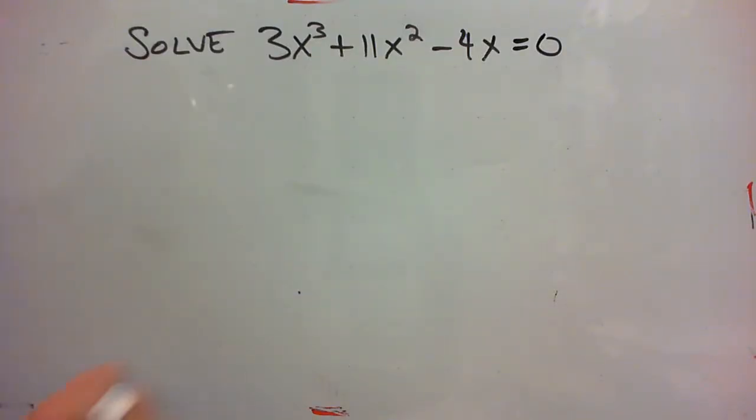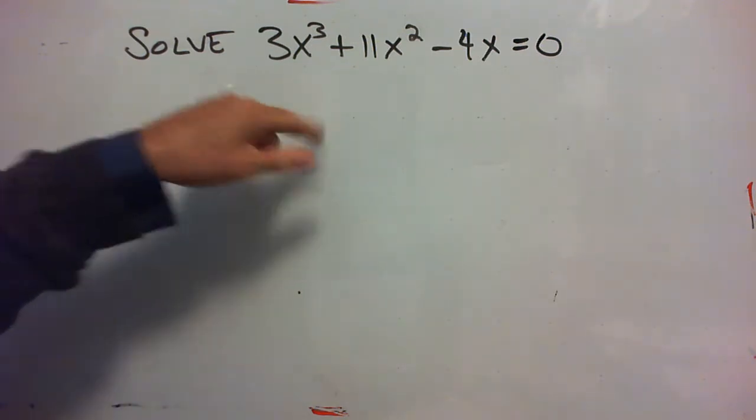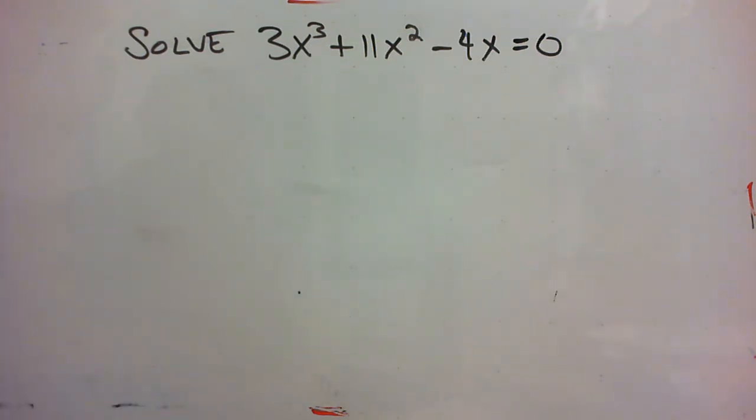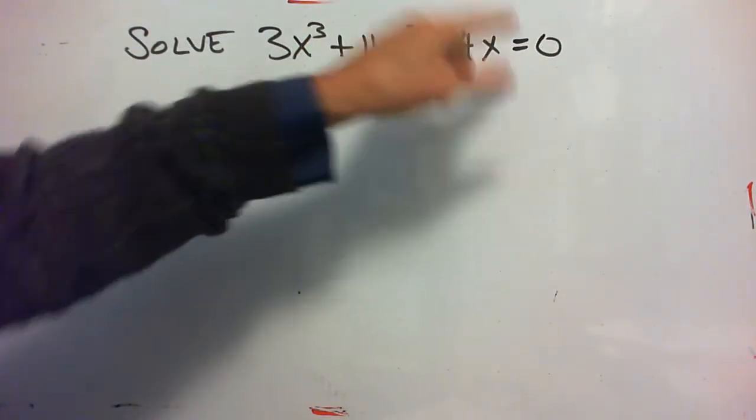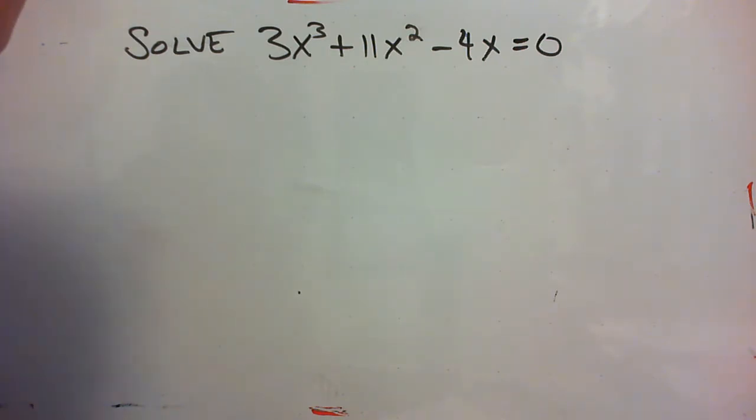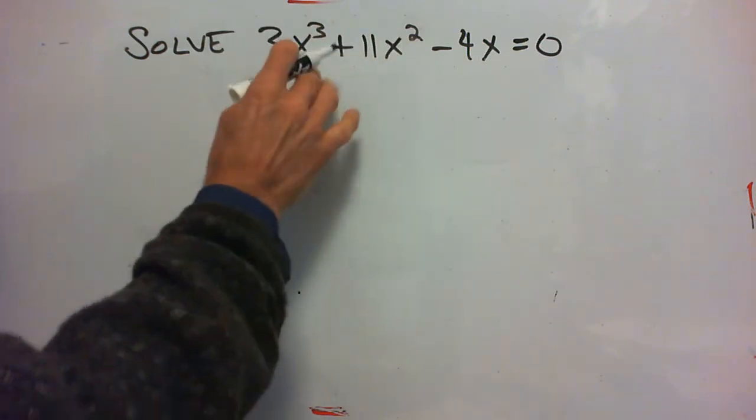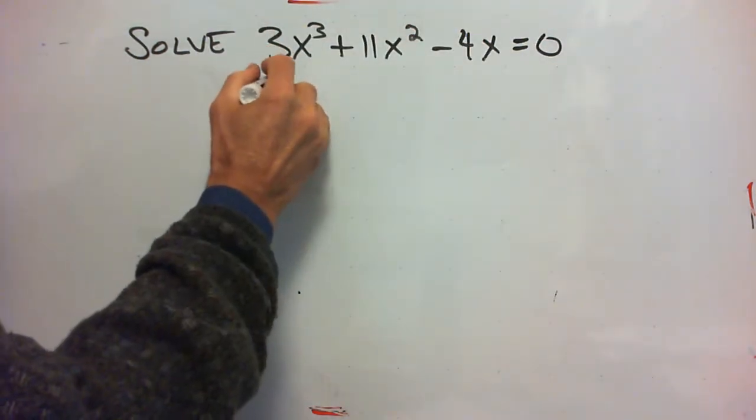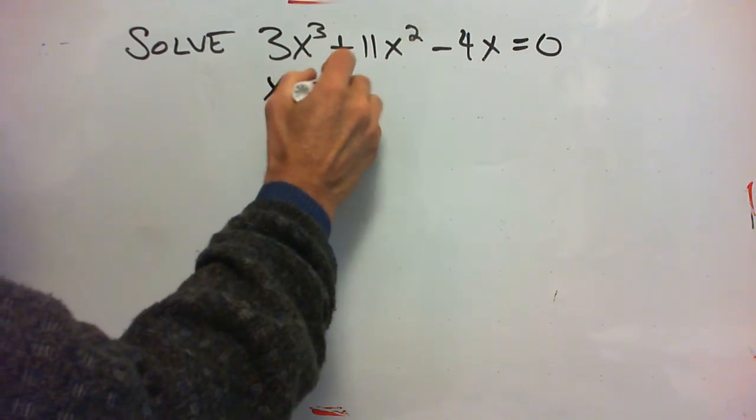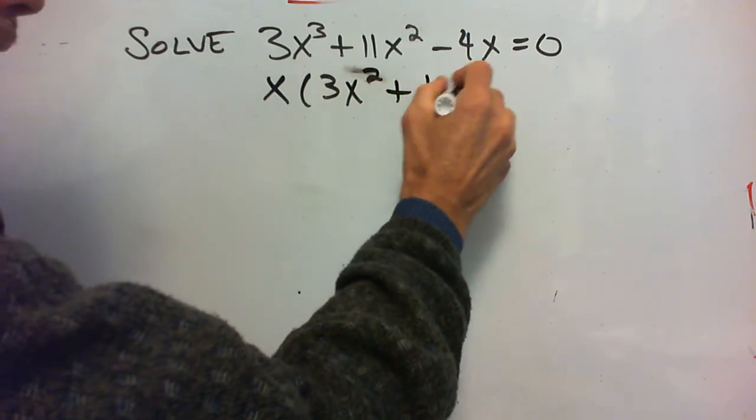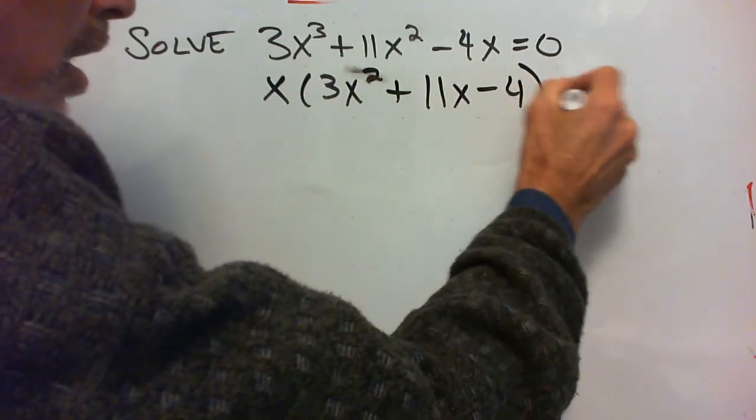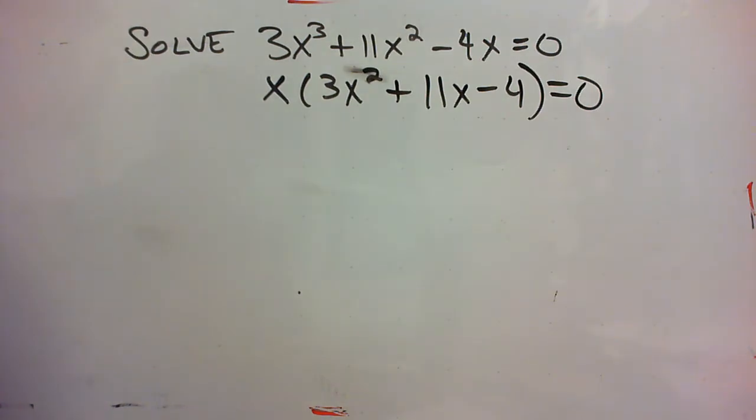Okay, the next type of equation we're going to look at are factorable polynomial equations. To solve them by factoring, we have to get all the terms on one side, so make it equal to 0. This one's already equal to 0. And then we factor it. The reason it's solvable is because there's going to be a greatest common factor, in this case, x. X factors out of all the terms, and that leaves you with x times a quadratic: x times 3x squared plus 11x minus 4.